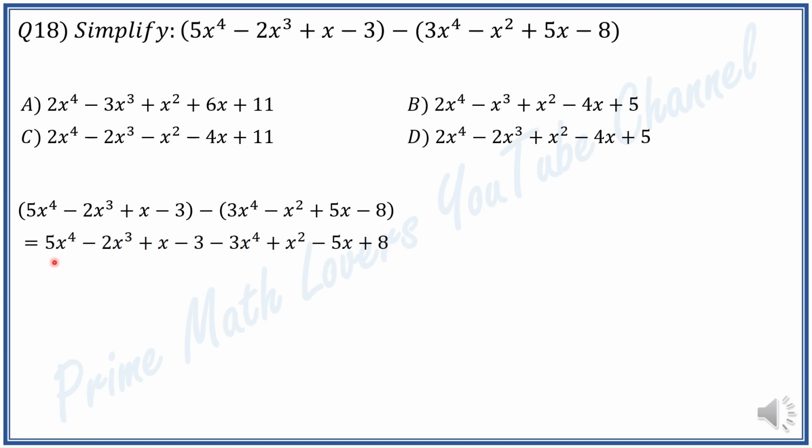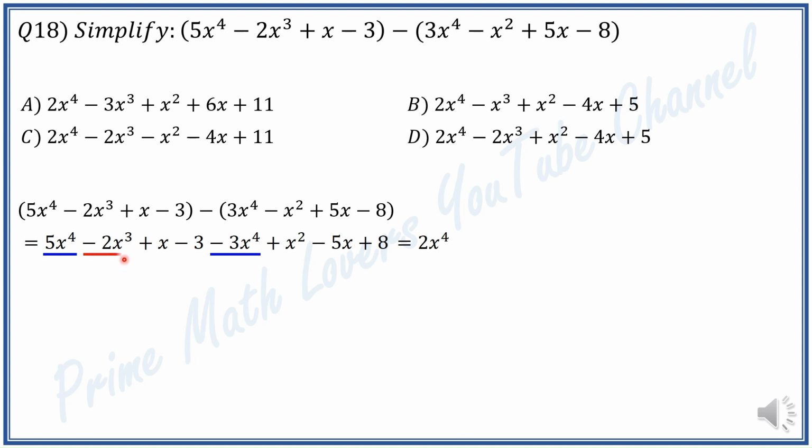Now we add the same exponents terms together. We have 5x to the power of 4, and here we have negative 3x to the power of 4. So we get 2x to the power of 4. 5 minus 3 is 2.